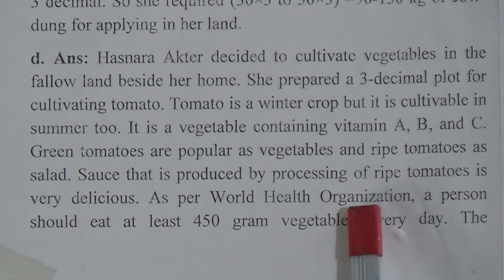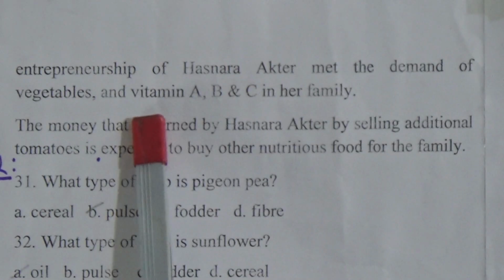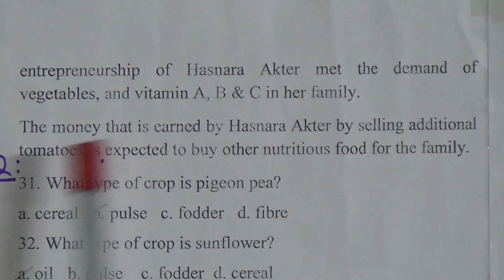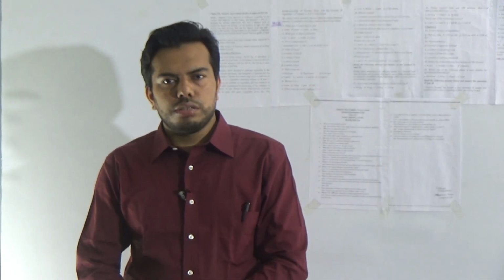As per World Health Organization, a person should eat at least 450 gram vegetables every day. The entrepreneurship of Hasnara Akhtar met the demand of vegetables and vitamin A, B and C in her family. The money that is earned by Hasnara Akhtar by selling additional tomatoes is expected to buy other nutritious food for the family. So Hasnara Akhtar filled the demand of nutrition in her family by cultivating tomato. She got a bumper yield from this cultivation. She also sold some additional tomato in the bazaar and she got some money from this.